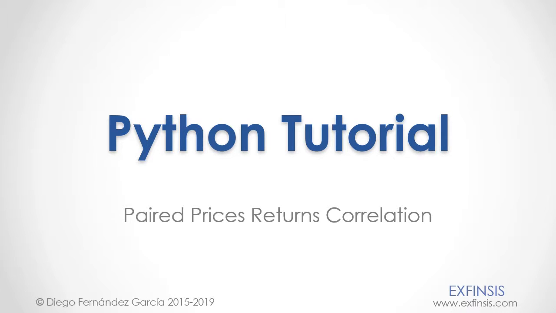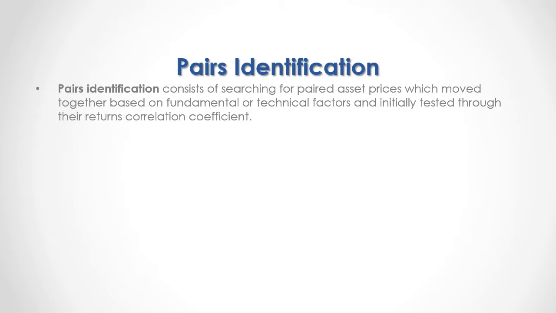Python tutorial, Paired Prices Returns Correlation. Pairs identification consists of searching for paired asset prices which move together based on fundamental or technical factors and initially tested through the returns correlation coefficient.